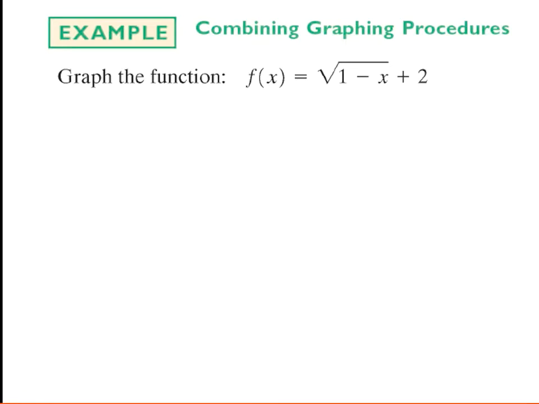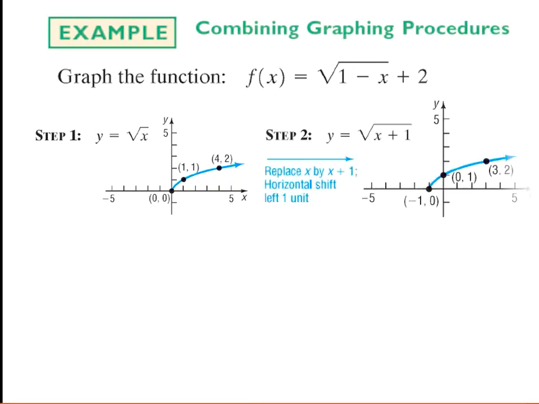So let's take a look at one last example here. This example would say something like, graph this function, and we're going to want to use our rules of shifting, our transformation rules. So the first thing we're going to do is start with the basic root function. There's our basic root function, and we're going to start with that. And then we're going to work inside the function, inside the root. The next thing we're going to do is replace x with x plus 1. What that does is shift my graph to the left 1 unit.